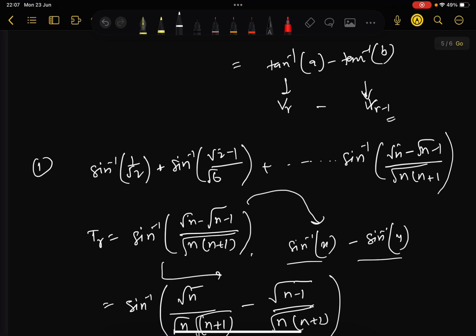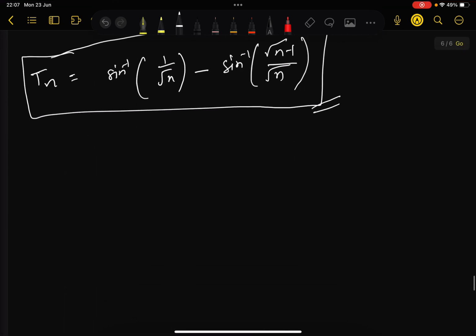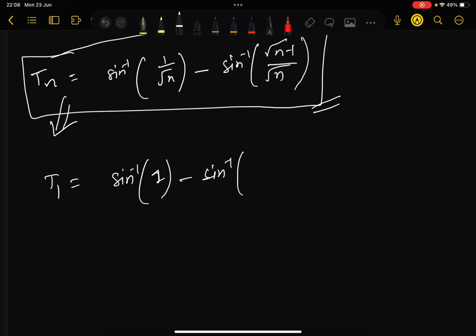So now, what is the first term according to this Tn? So the first term is sine inverse 1 upon, we have to put value of n as 1, so this will become 1 upon root n, that is 1, minus sine inverse root n minus 1. So value of n is 1 here, so we will get 0, n minus 1 is 0, divided by 1. So what is the second term?